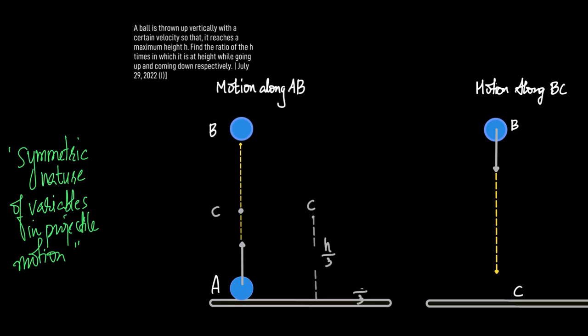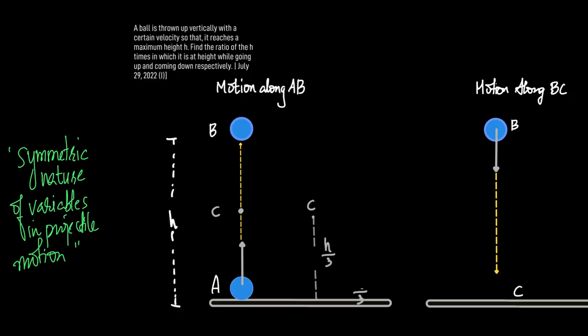Now, given to us in the question is that a ball is thrown vertically up with a certain velocity VA, and it reaches the maximum height h. So this complete height here is h, right?